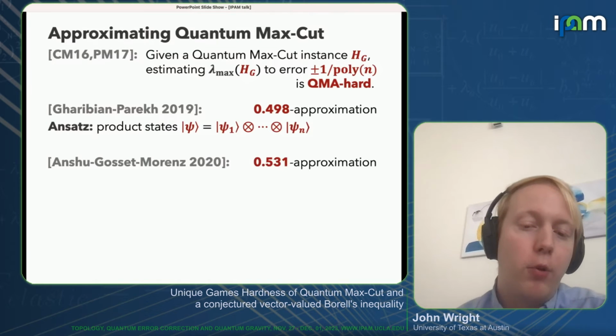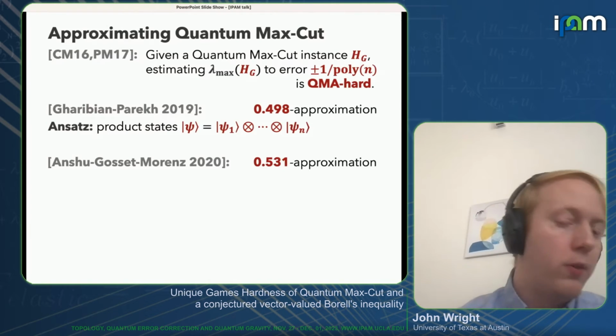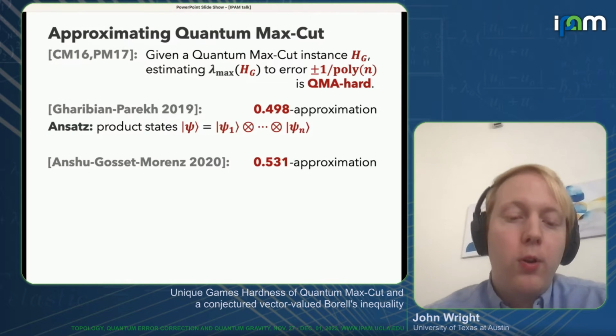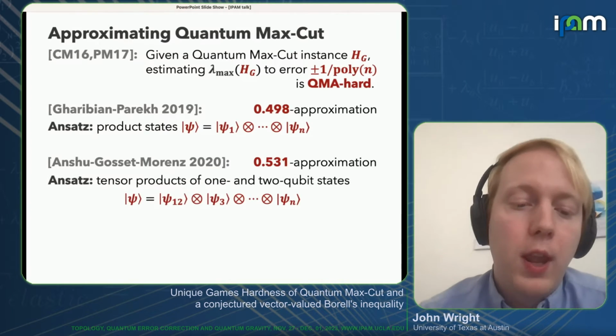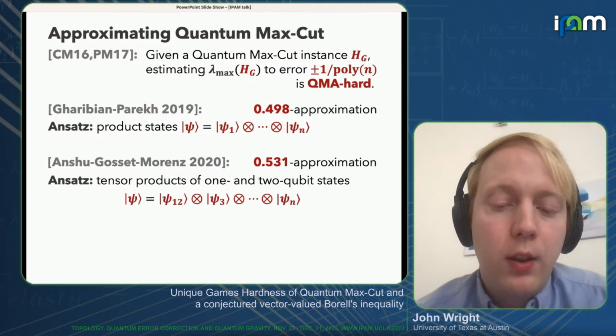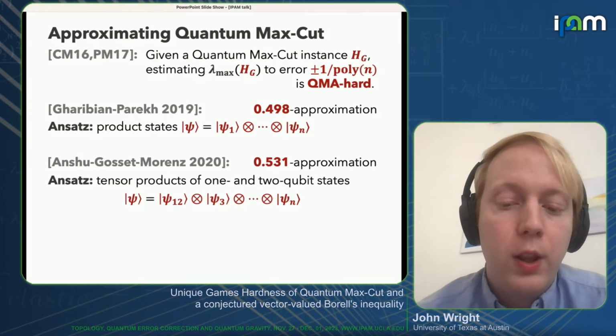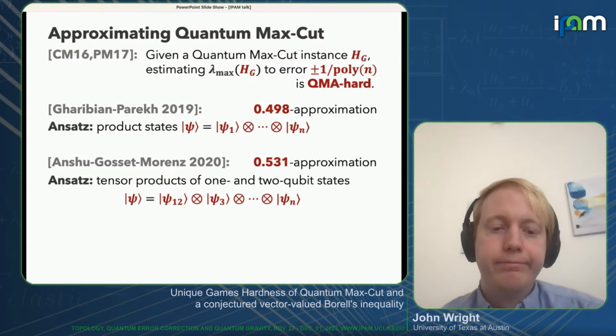In follow-up work, Anshu, Gosset, and Morenz were able to improve this and get a 0.531 approximation. They used a slightly more complicated ansatz. Their algorithm always outputted a state which was a tensor product of 1 and 2 qubit entangled states.